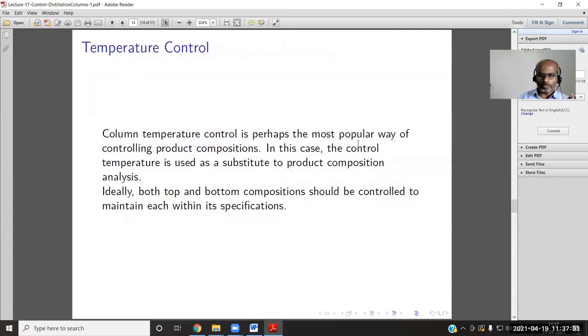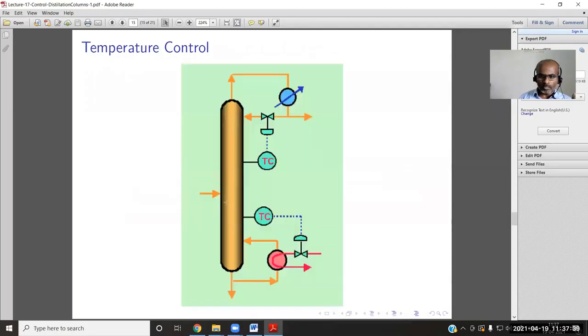Column temperature control is the most popular way of controlling product composition, which we already discussed. So what we do is we measure the temperature and adjust the reflux rate.